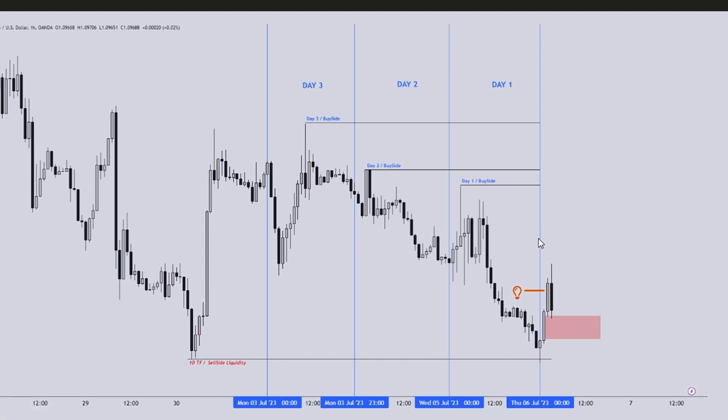And anything below the equilibrium is regarded as discount. Anything above is premium. In premium zones, we look for shorts, sells. In discounts, we look for longs, buys. There's other ways to maneuver taking longs in premium zones, but we only tend to do that when our overall bias is in sync with higher time frame. And when I say higher time frame, it's the daily time frame and weekly time frame.